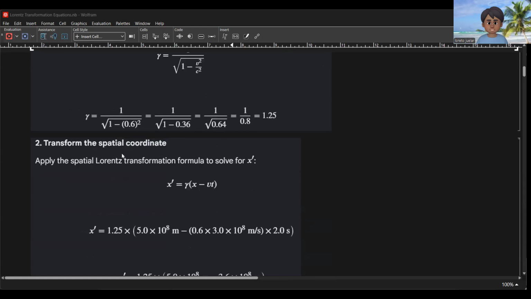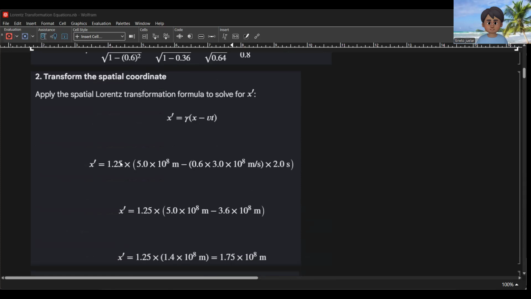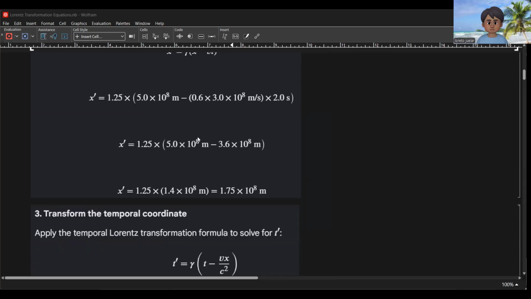So transform the spatial coordinates. Apply the spatial Lorentz transformation formula to solve for x prime. This one. So by substitution here, x prime is equal to 1.75 times 10 to the 8 meters.